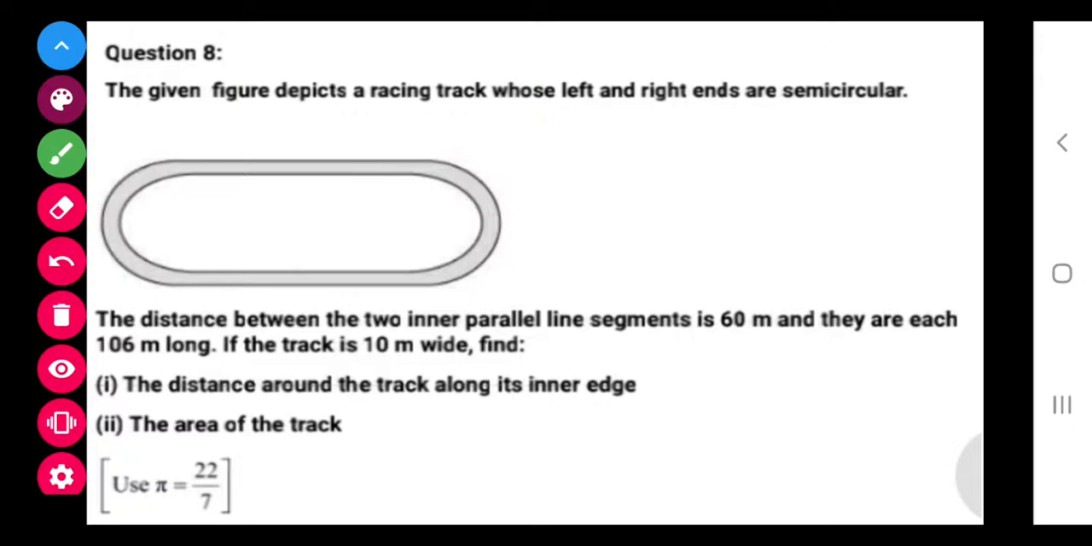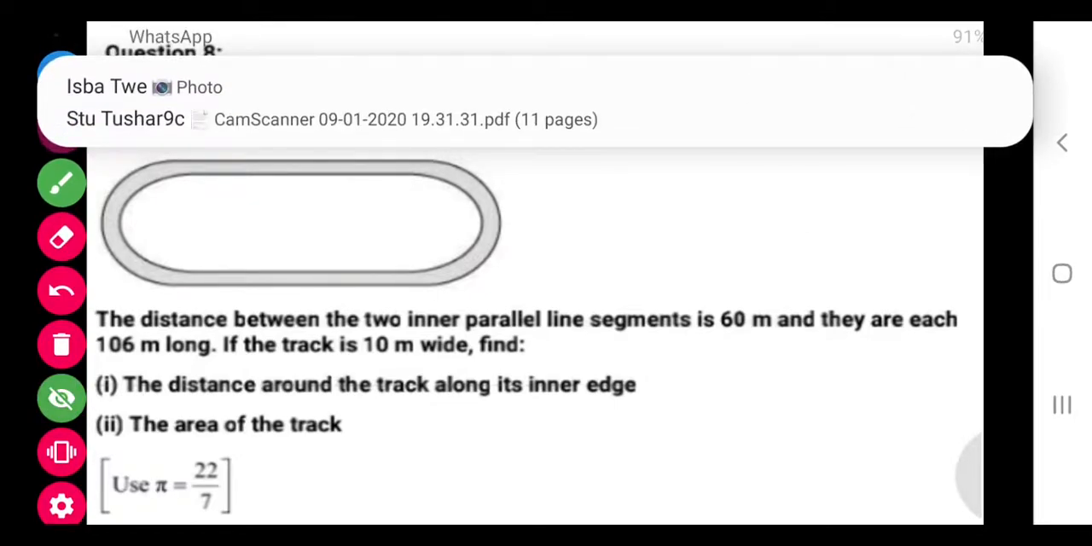Class, today we will do this eighth question of exercise number 12.3. I skipped this question before, I believe, so I am explaining this again. So, class, in this there is a given figure, a racing track whose left and right ends are semicircular, that you can see here.